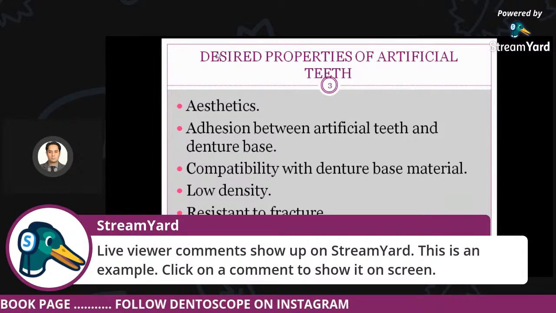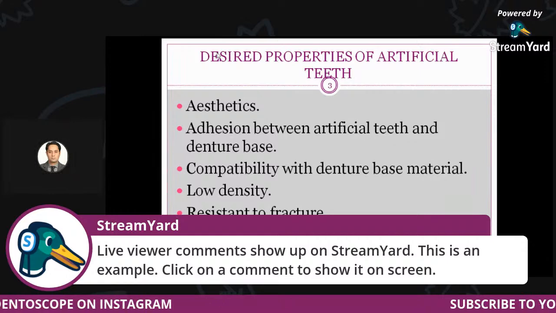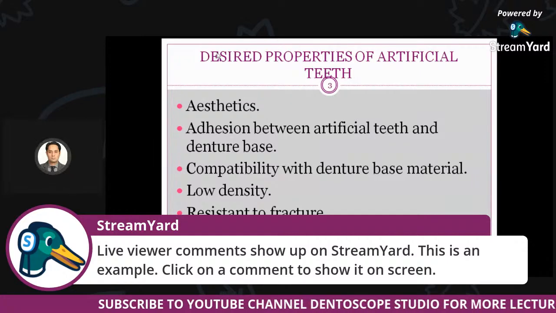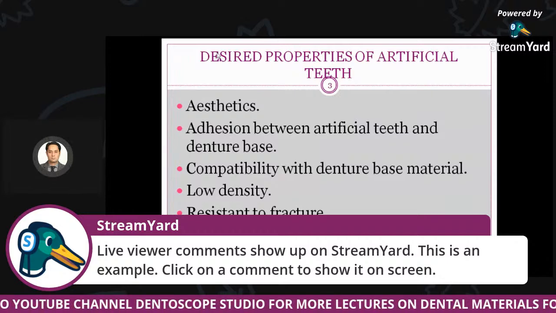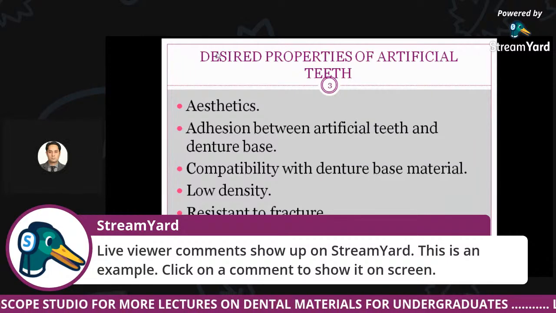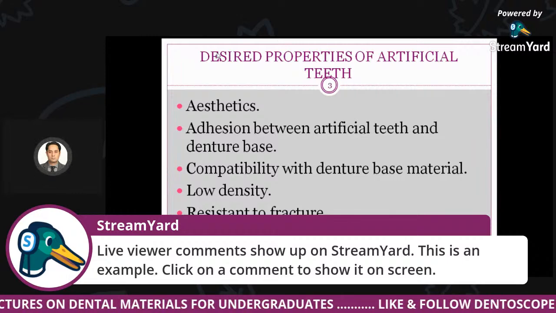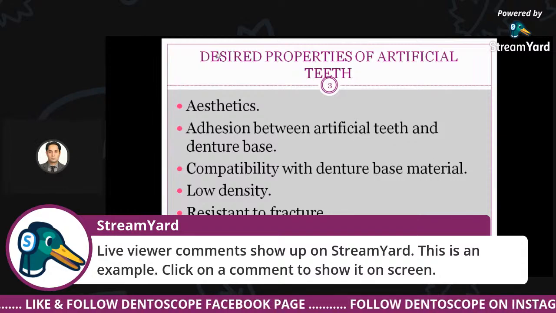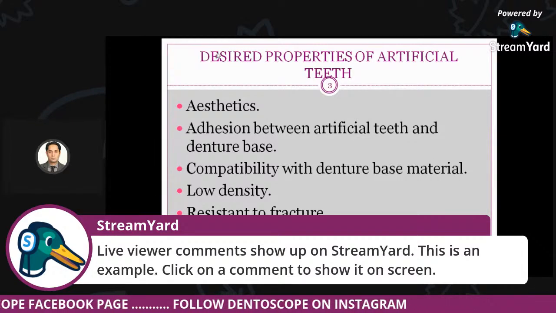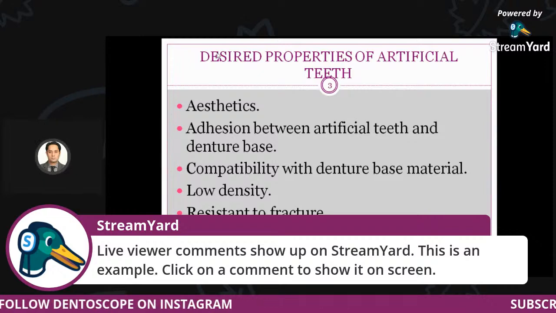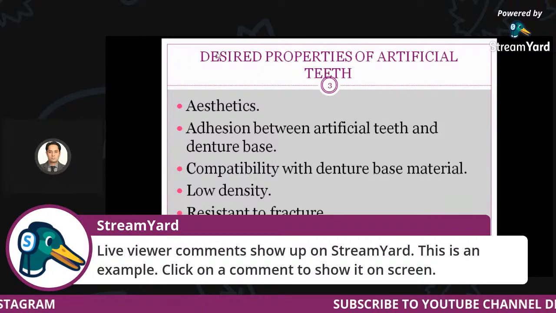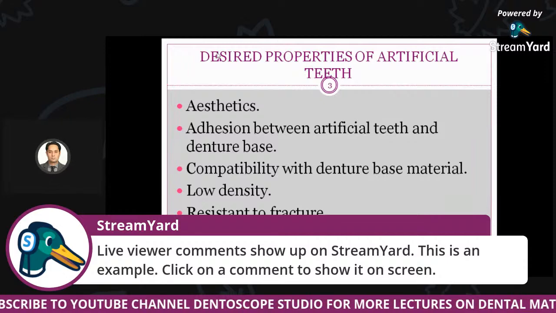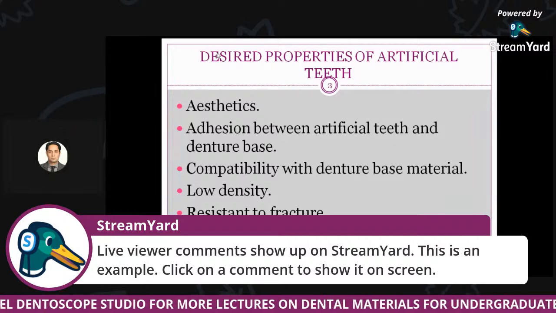whatever material you use for the fabrication of the artificial teeth, it should not make the denture heavy. The denture should remain lightweight so it doesn't fall under the effect of gravity. So the density must be very low. Then resistant to fracture. Obviously, it should be strong enough to resist the occlusal forces and even uneven forces as well. So the resistance to fracture is one of the main properties that we look for.